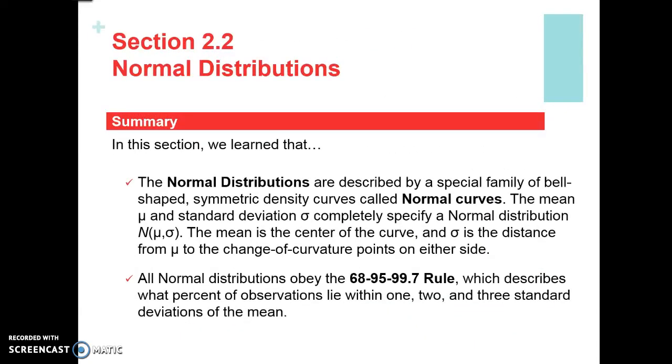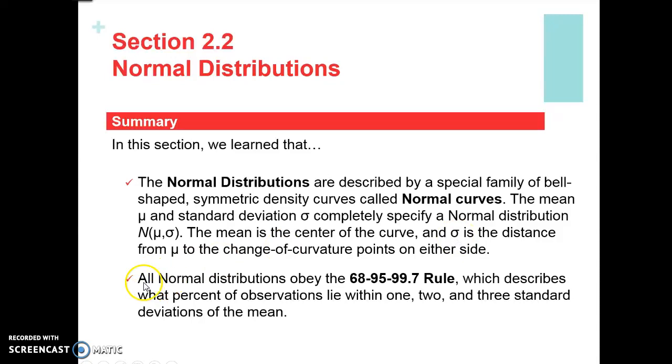All right, so in this section, this is just what we took a look at. We took a look at specifically the normal distributions are described by a special family of bell curves, so the normal curve. Make sure you understand this notation. When you see the N, mean and standard deviation, that tells us it's approximately normally distributed. That sort of defines what our graph looks like. Remember, the mean is the center of the curve and the standard deviation is the distance from the mean to the change of curvature points on either side, one standard deviation away specifically, where it changes from concave up to concave down.